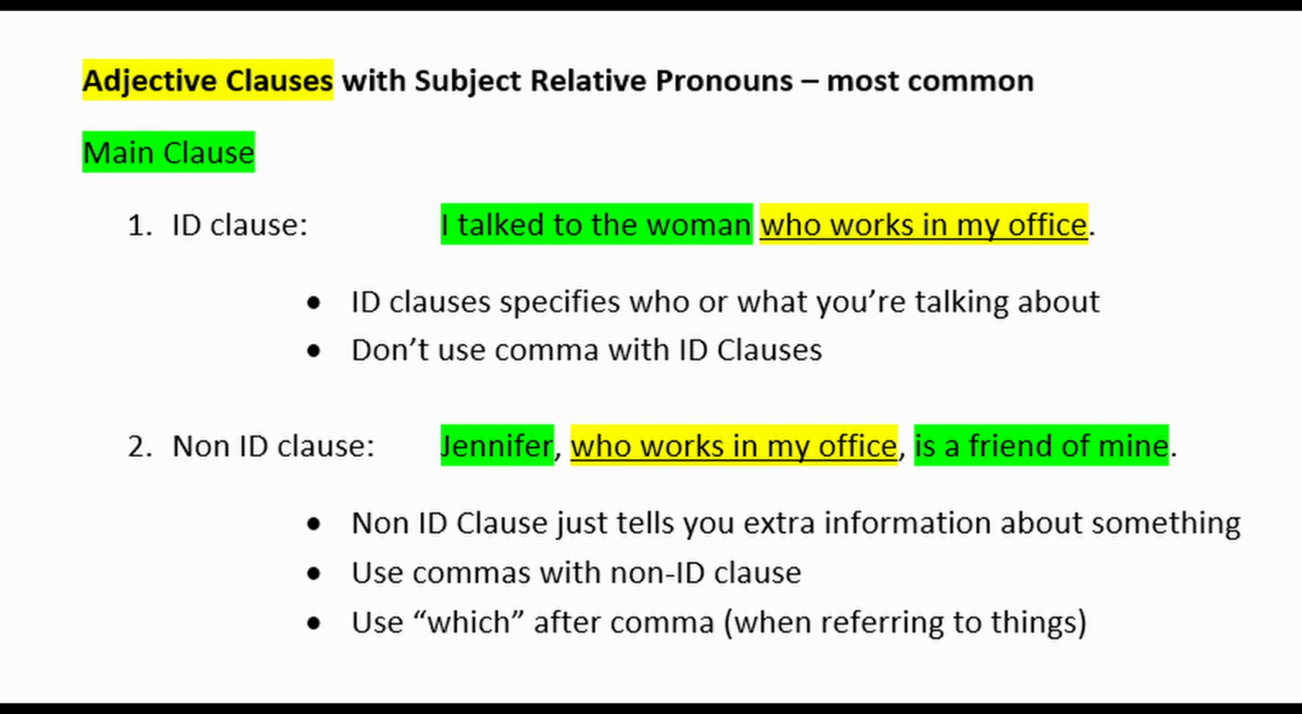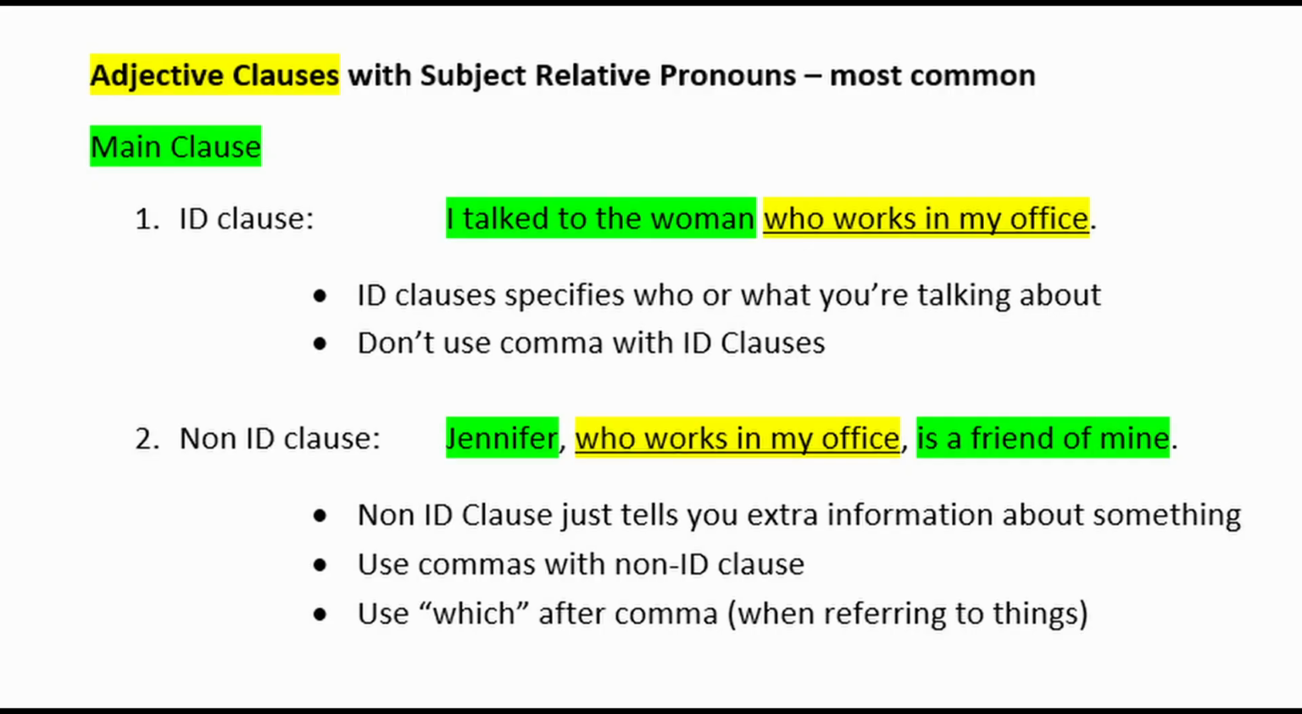So woman is the object in the main clause, but the woman becomes the subject in the adjective clause. So we call it a subject relative pronoun. And as far as subject-verb agreement, the verb in the adjective clause is going to agree with the relative pronoun. So who works, that's third person singular, right? So it's who works, not who work, okay?